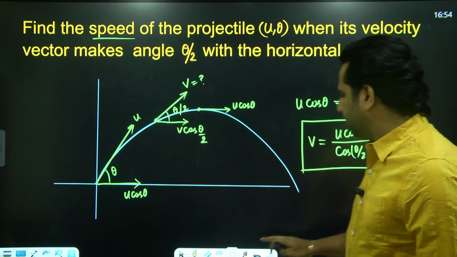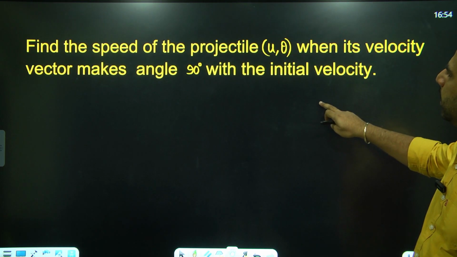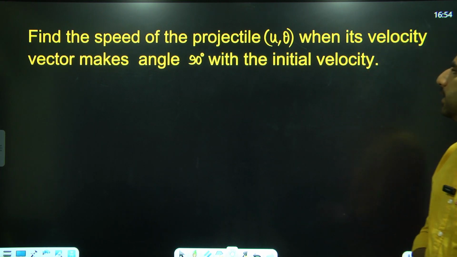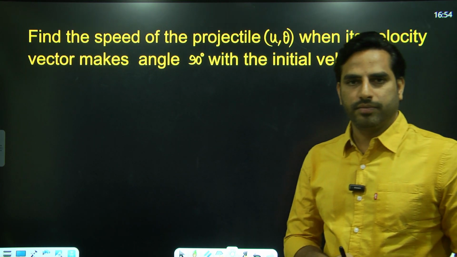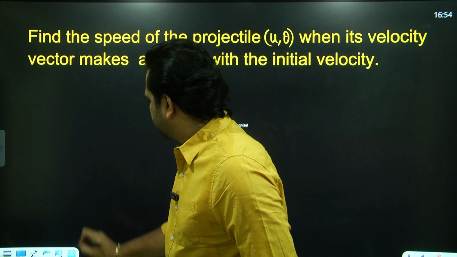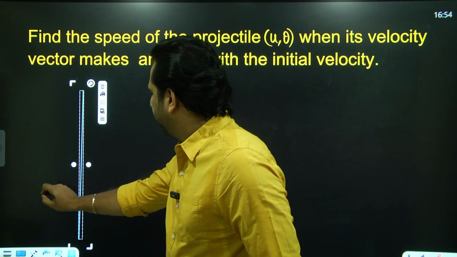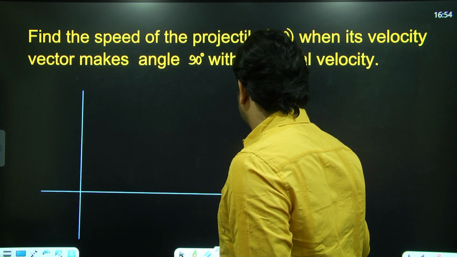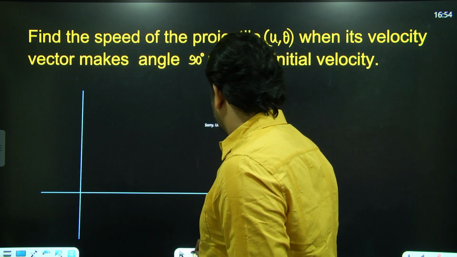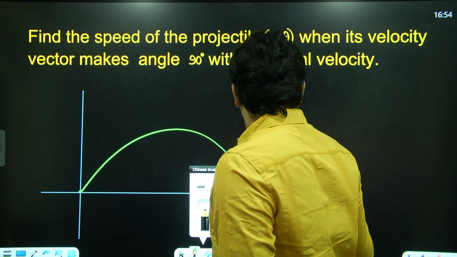Let me give you another example. Find the speed of the projectile (u, theta) when its velocity vector makes angle 90 degrees with the initial velocity. Draw the figure again. Take coordinate axis. And consider a projectile like this.